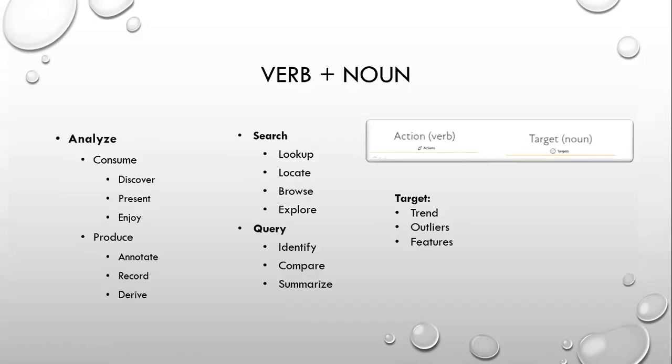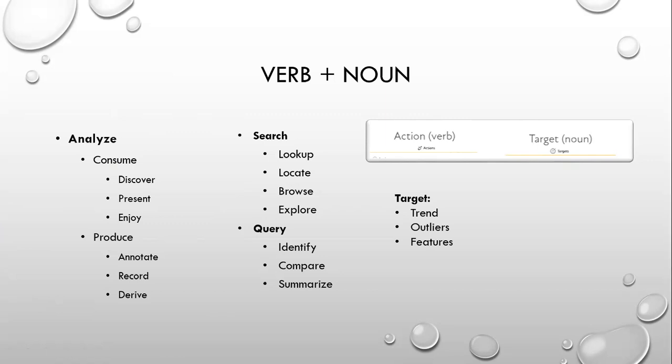And how do we abstract the task? We mainly use the form action plus target. Action is one of the following parts here and here. It can mainly be divided into analyze, search, and query.